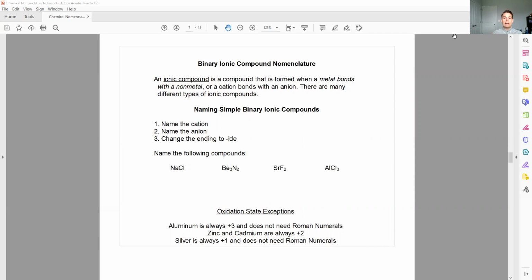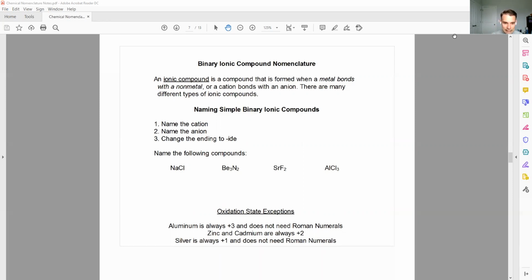So we're going to talk about ionic compounds in this lesson, and we're going to start with the very basic ionic compounds, binary ionic compounds. An ionic compound is a compound that's formed when a metal bonds with a nonmetal, or a cation bonds with an anion. So we have something positively charged with something negatively charged. There are many different types of ionic compounds. There are three big groups that we're going to talk about. First, we'll do the very simple ones where we name simple binary ionic compounds. Literally, all you do is name the cation, name the anion, change the ending to IDE.